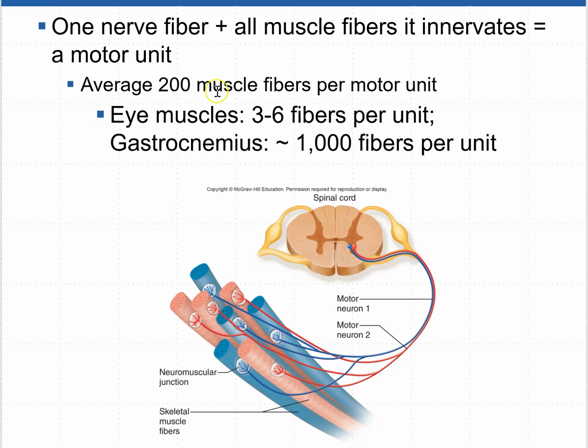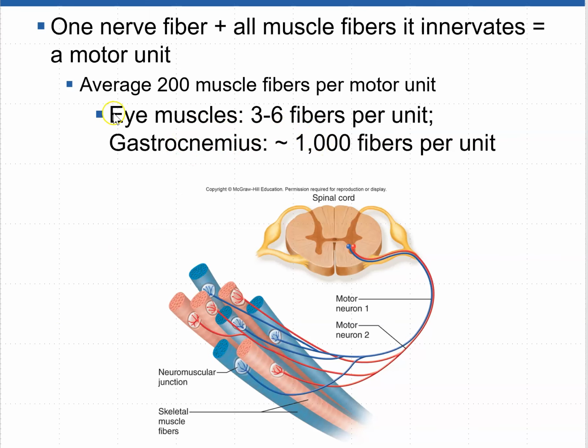And we have an average of 200 muscle fibers for each motor unit. For example, an eye muscle requires contraction of 3 to 6 muscle fibers per motor unit. So the eye muscle motor unit over here is a small motor unit that provides a very fine degree of control, for example, eye muscles and hand muscles. And then gastrocnemius are the muscles of the calf, which have over 1,000 muscle fibers per neuron. So these are large motor units and they provide more strength than control.